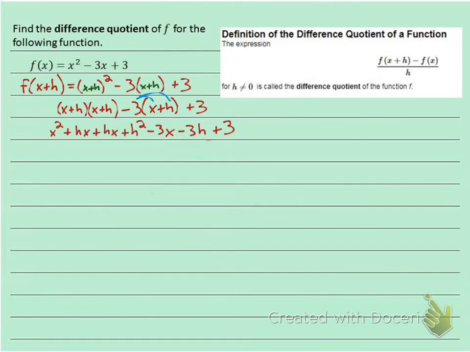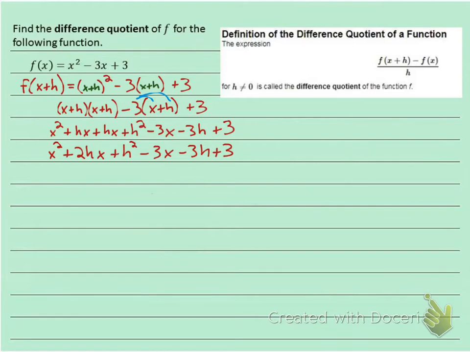Okay, so let's go ahead and put together anything that we can. See if I have any like terms. I see 1hx plus 1hx. That's going to give me 2hx. And that's really it. So this will be x squared plus 2hx plus h squared minus 3x minus 3h plus 3. Okay, and you could change the order if you want, but I'm going to leave mine like that for now.